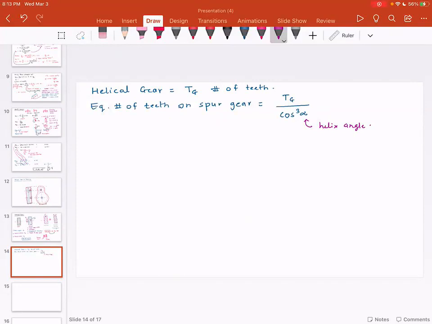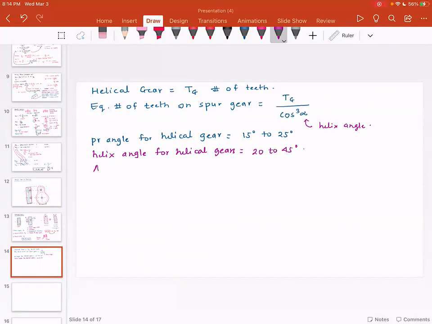And the helix angle for the gear can be different. So I'll write this down. Pressure angle for helical gear is in the range of 15 degrees to 25 degrees. And the helix angle for helical gears is 20 to 45 degrees.